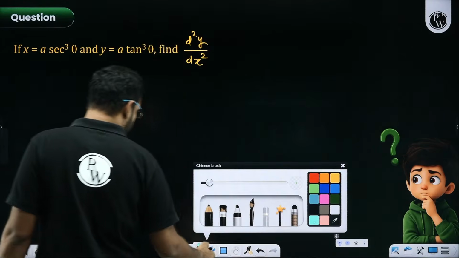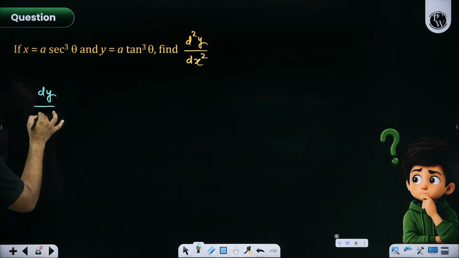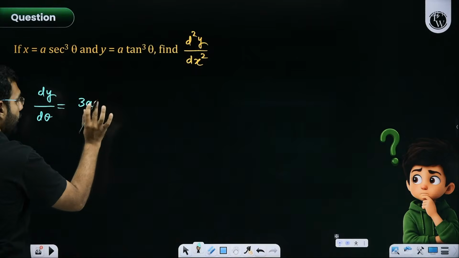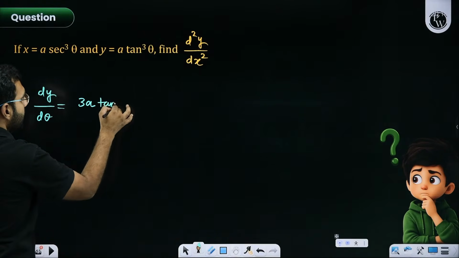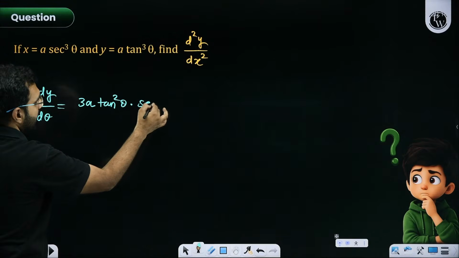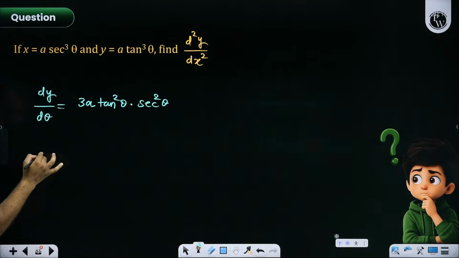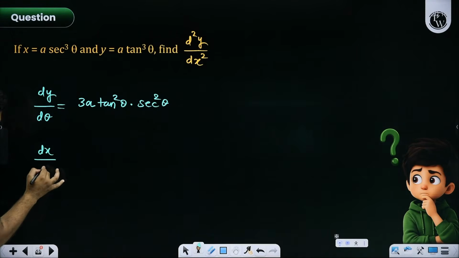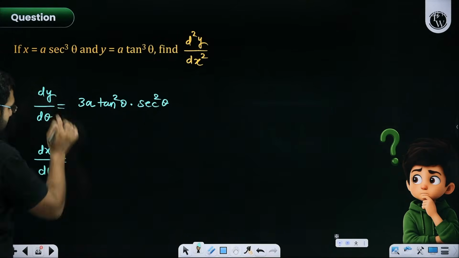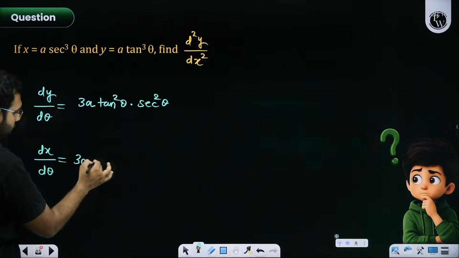First of all, you help me with a few things. Did you find dy by d theta? Yes. What was that? Sir, dy by d theta was 3a tan square theta, and tan theta derivative was sec square theta. I hope you do remember that, everyone. Similarly, did you find dx by d theta? Yes, sir, we did find. That was dx by d theta, that is 3a, of course, sec square theta.